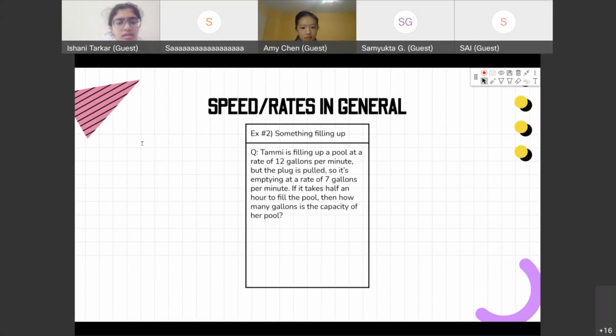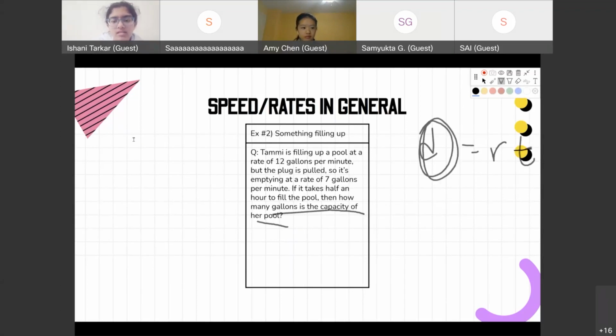So let's just first write out distance, or volume in this case, is equal to rate times time, right? In this case, we are trying to find how many gallons is the capacity of our pool, which is the volume, or the D in this case, right? So we have question mark is equal to rate, and then the rate in this case we have to figure out, times the time, which is half an hour. We are given the rates in minutes, so let's say that is 30 minutes, because we want everything to be in the same units, so it's easier to cancel them out, right? So we know that the volume is equal to the rate times time.